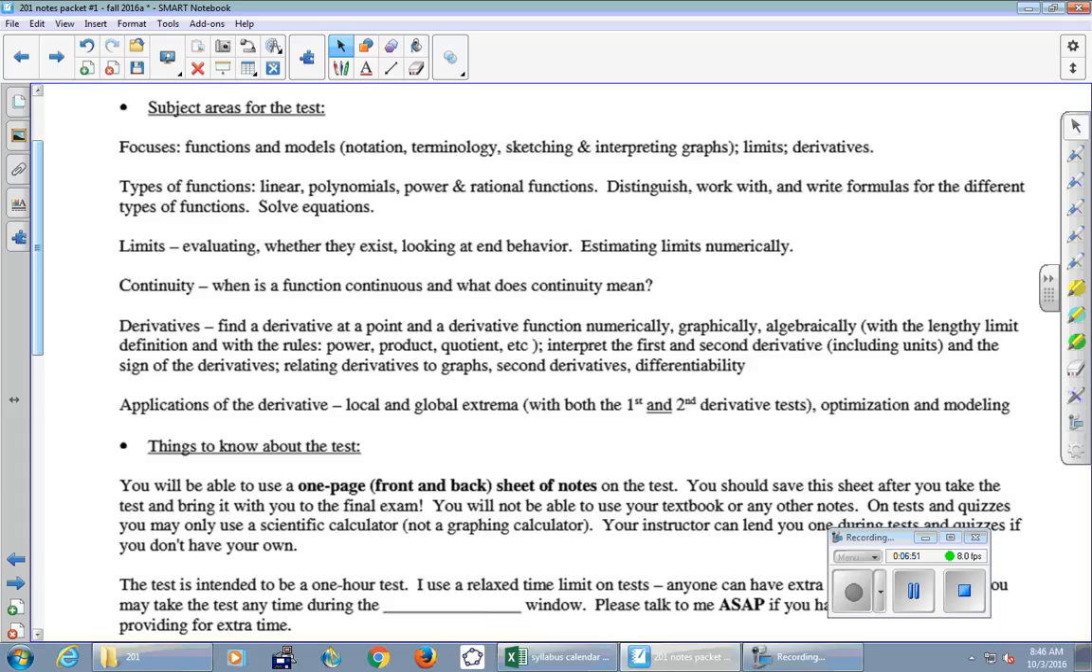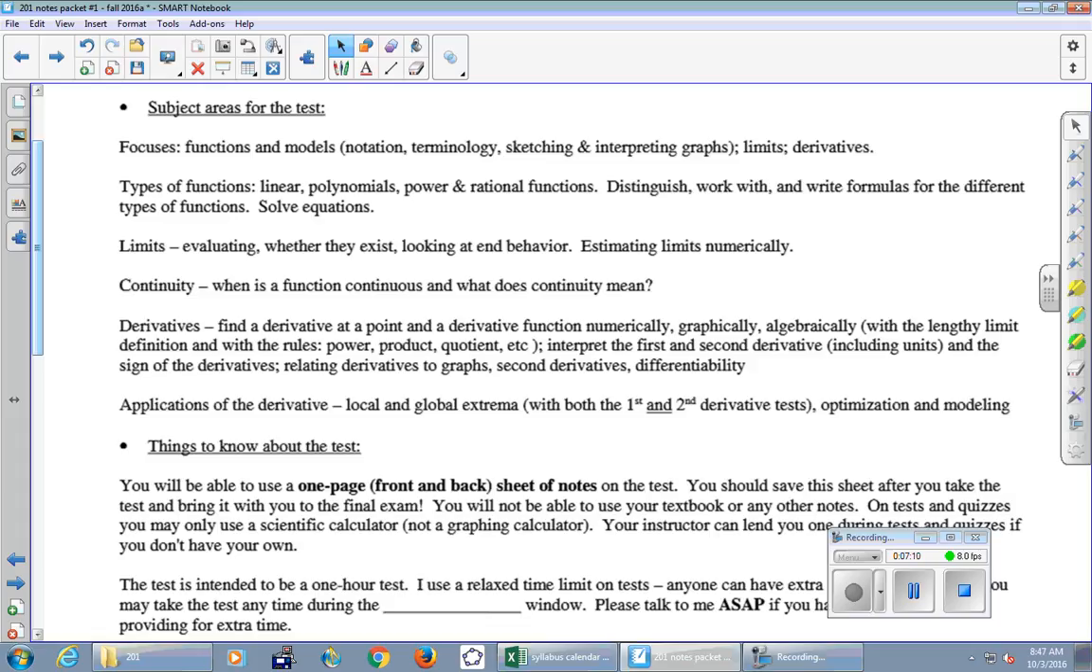Limits, we had to evaluate them. We had to know whether or not they existed. We had to be able to look at end behavior and decide about limits, and we should be able to estimate limits numerically. For continuity, I want you to know how to tell if a function is continuous and what it means, just the straight definition for continuity. And then derivatives is a whole long list here.